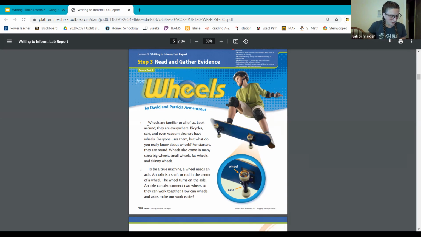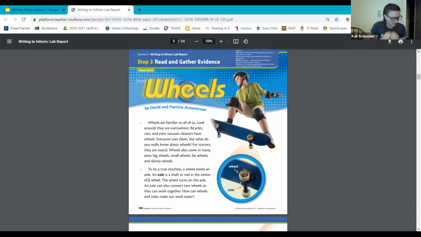So why does a wheel need an axle to be a machine? Well, it says in the text that the wheel turns on an axle, right? In order for it to be a machine, the wheel and axle work together to form a machine that makes work easier. So a wheel is just an object by itself, an axle is just an object by itself, but together they are a machine to help make work easier.